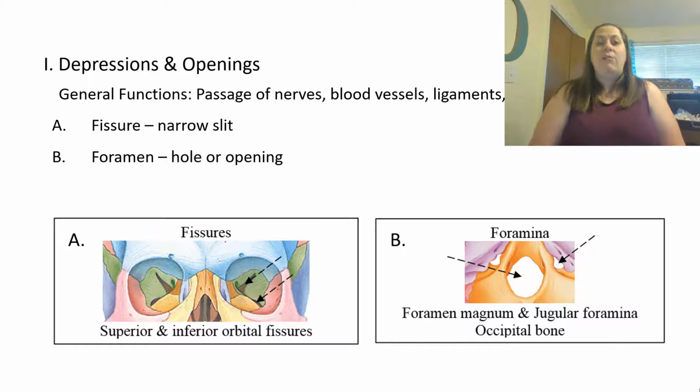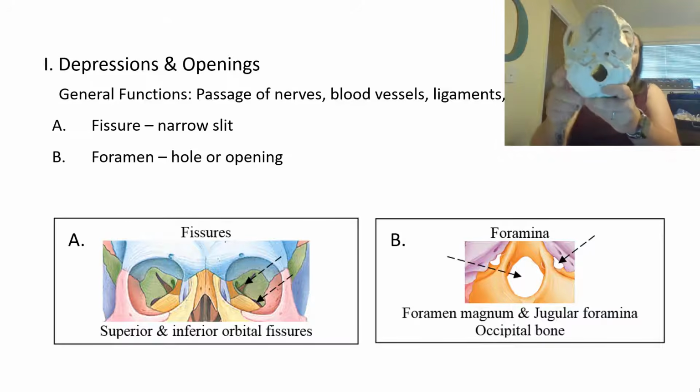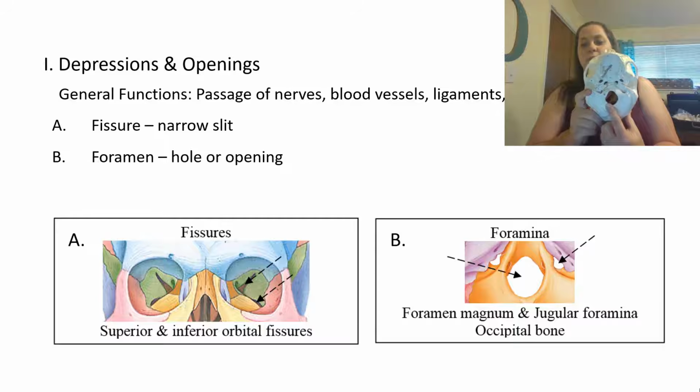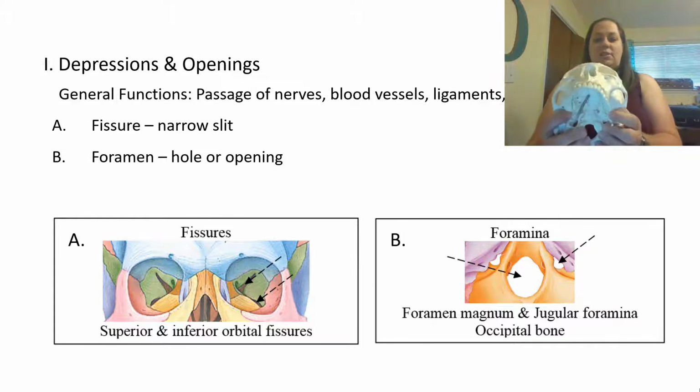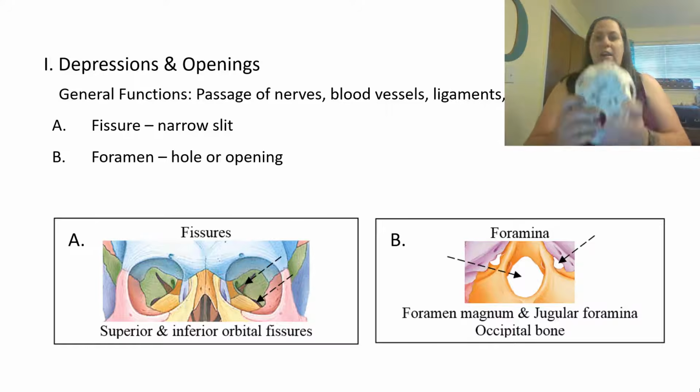On the other hand, we have what we call a foramen. A foramen is a hole or opening, and it's going to be larger. Okay, so it's going to be a hole. And so here's an example of a foramen right here. This is what we would call the foramen magnum, the biggest one. Just to the sides of each of those, you can also see some other foramen that are located here. Some are going to be larger than others.